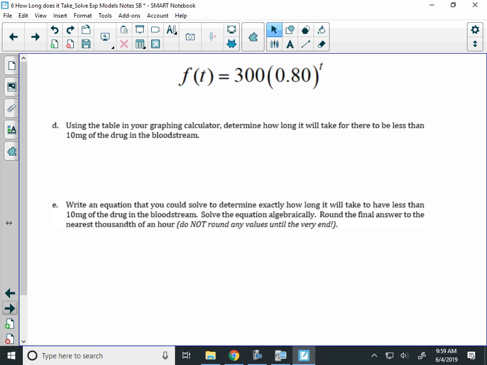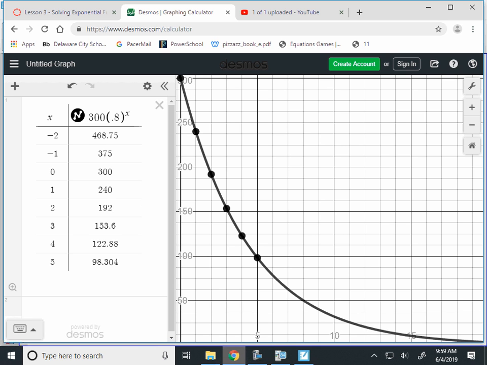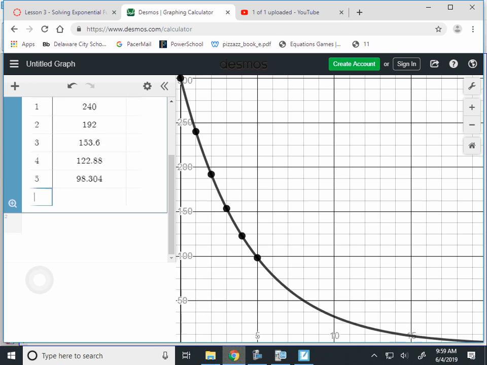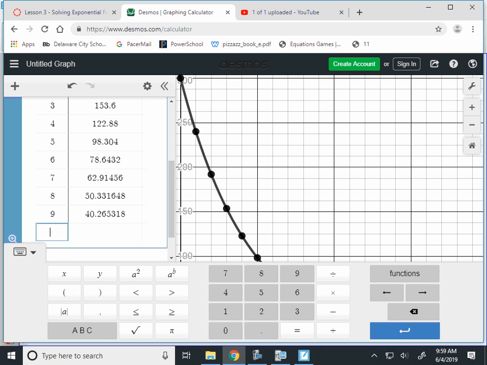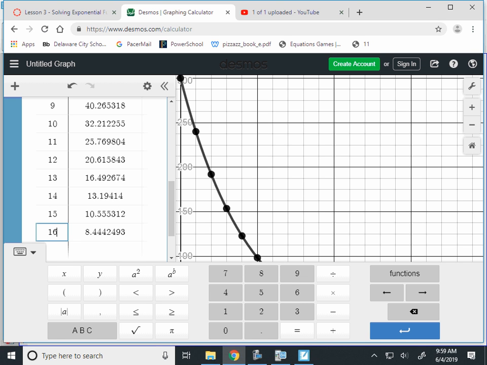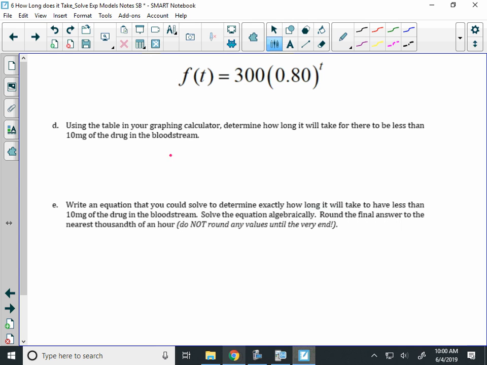The next part that it's asking me is to determine how long it'll be until there's less than 10 milligrams of medicine in your blood. So just like before, I'm just going to keep going through my table here and typing in numbers until I get down to 10 milligrams on the right. So I'm at 32 right now, 25, we're getting there, 13, there's 10 point something, but it's not less than. So it looks like it's going to take 16 hours until I get less than 10 milligrams. So between 15 and 16 hours.